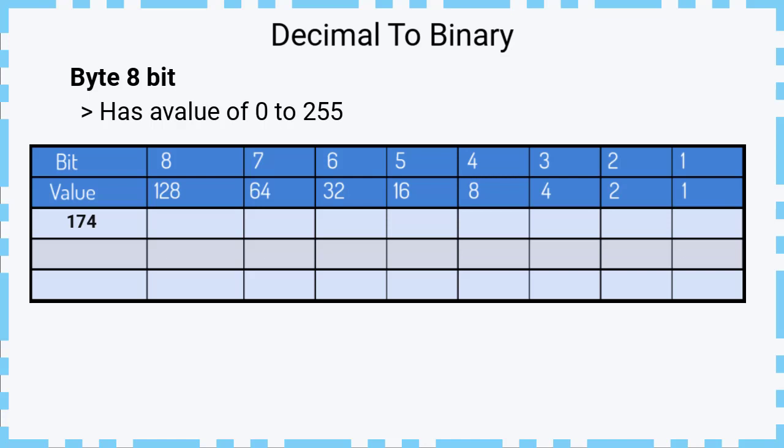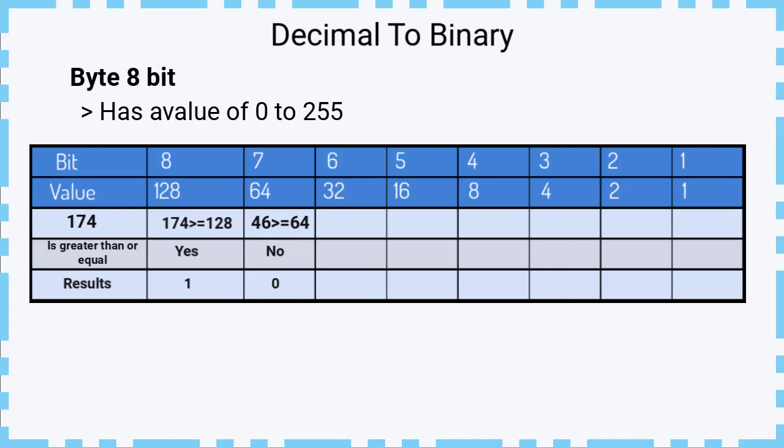First, I'd go to bit 8 and see if 174 is greater than or equal to 128. If 174 exceeds 128, which it does, the result is a 1. Then I'd subtract 128 from 174 and put the result, 46, in the next column. The next column has a value of 64. 46 is not greater than 64, so the result is no and gets a value of 0.